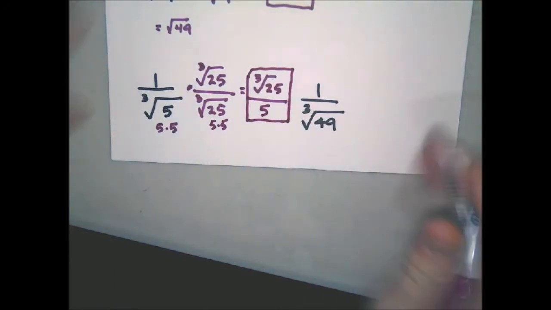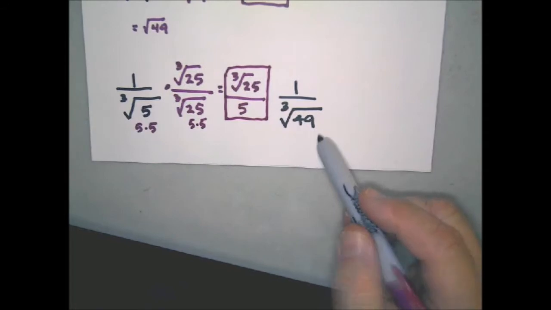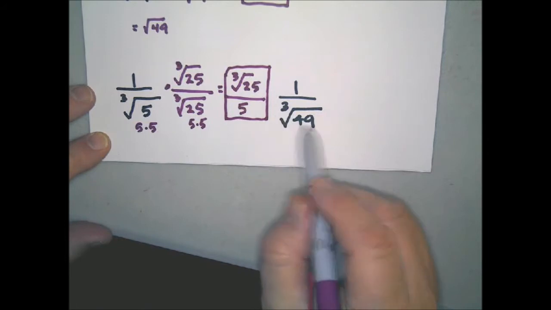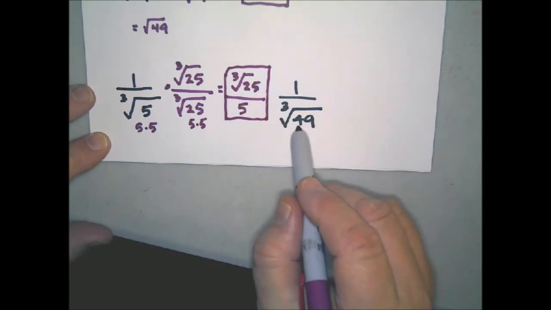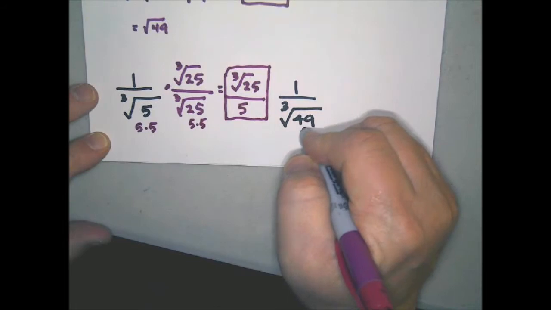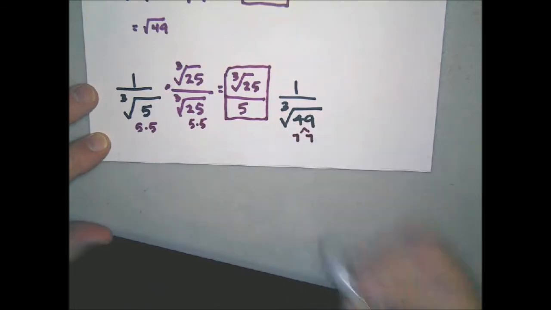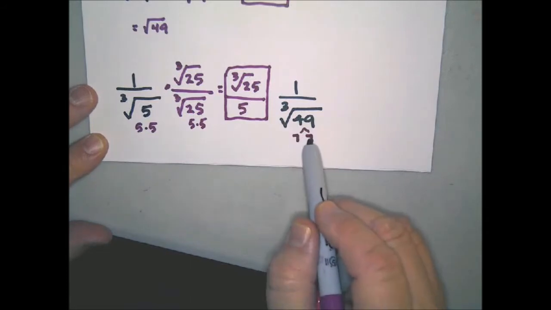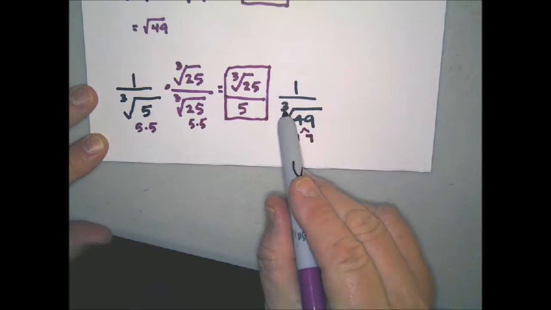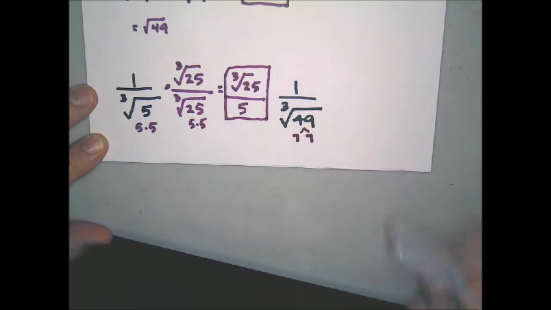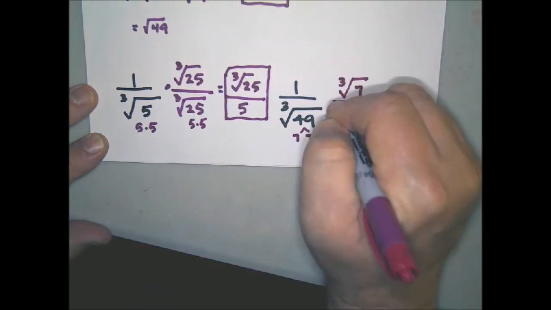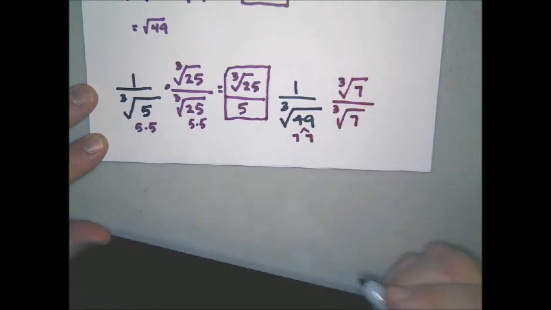Now, this is a little bit of a different variation of that problem. This is the cube root of 49. If you wanted to, you could think of it as a single 49. But what you really want to do is think of it as 7 times 7. So there are already 2 7s in this denominator. Since we're dealing with cube roots, all I need is to introduce 1 more 7 to the problem. And now I have 3.